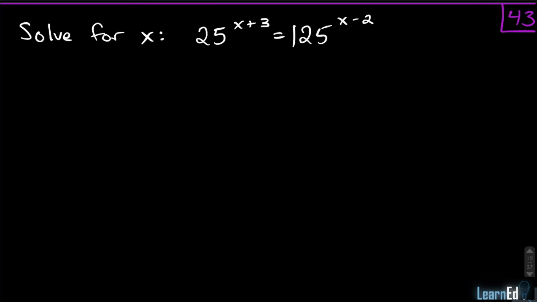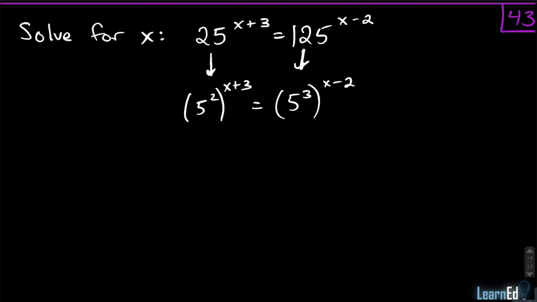The next thing that we are going to be doing is, I believe, called the common bases technique. This is problem 43, and what we're going to be doing here is solving for x, where we have 25 to the x plus 3 power equals 125 to the x minus 2 power. Basically, we realize that 25 is 5 squared, and if you rewrite it like that, it's to the x plus 3 power. And 125 is 5 to the third, and that is to the x minus 2 power.